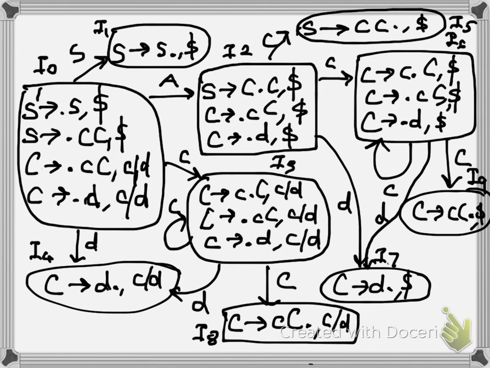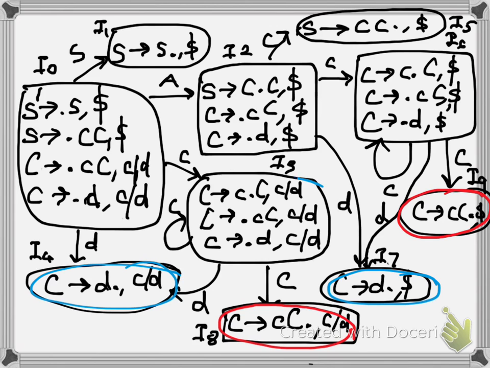If we come back and look at this particular diagram, you'll see that some of these states have the same items, and the only difference is in the lookahead. For example, if you see this one, I9 and I8, these two are the same. Small c, capital C, dot. Here the lookahead is dollar, here the lookahead is c/d. So 8 and 9 are the same. In the same way, 7 and 4 are also the same. The item is the same, and the difference is in the lookahead.